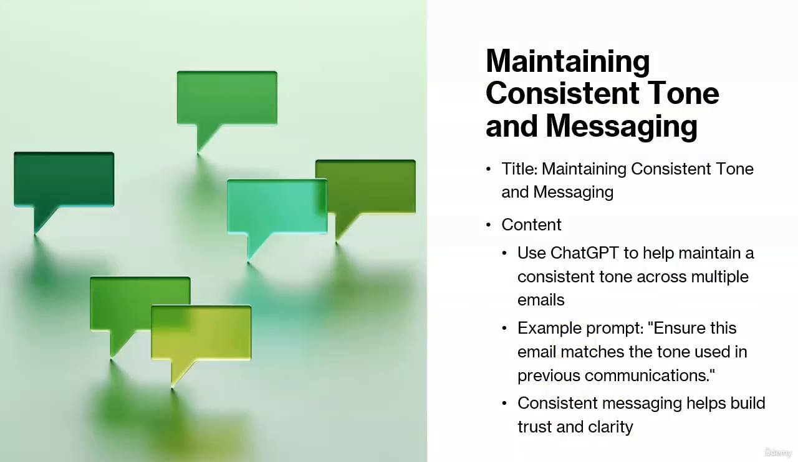Maintaining a consistent tone and messaging. Maintaining a consistent tone across your communication is crucial for building trust and clarity. You can use ChatGPT to help with this by asking it to ensure this email matches the tone used in previous communications. This helps create a unified voice across all your project emails, which is especially important when communicating with stakeholders.